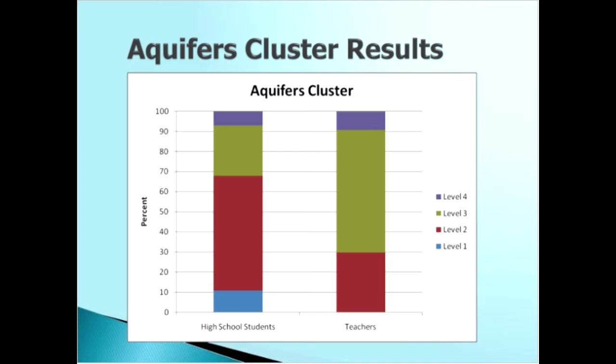I'm going to just jump right to the results. I'm presenting them in a slightly different way. Level 1 is in blue, 2 is in red, the green is level 3 in the progression, the purple is level 4, and we're looking at high school students and then their teachers.